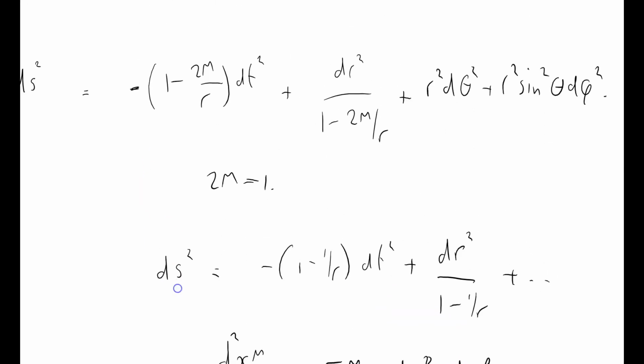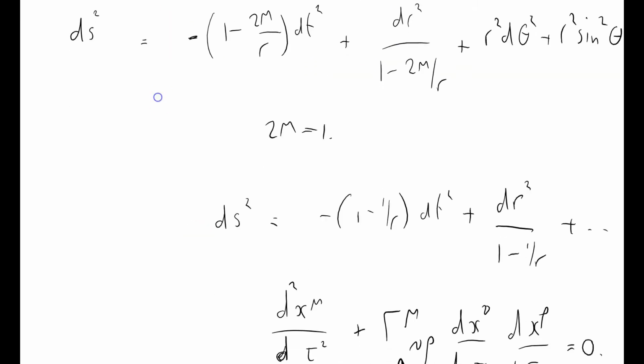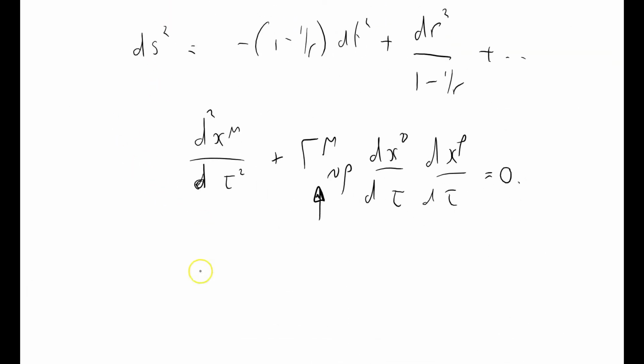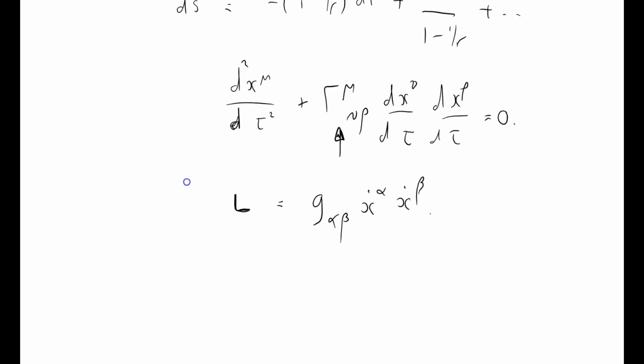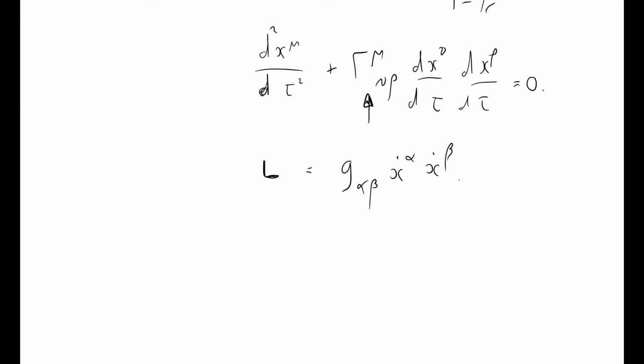So what I'm going to do is use this expression here. You remember that the Lagrangian, the function that I'm using, the L, is just going to be equal to G alpha beta x dot alpha x dot beta. So I'm just going to evaluate it and just use the Euler-Lagrange equations. Okay, so let's just do that then.